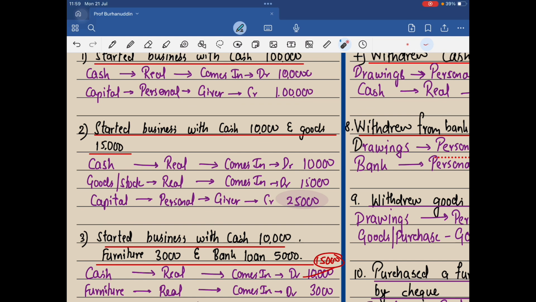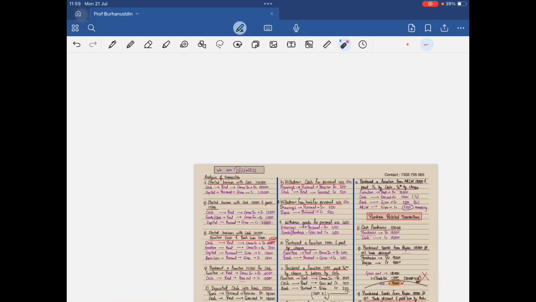The next one, you are going to help me with this, Prakash. Started business with cash. We have done this, right? Now we need to pass the journal entries on the basis of this. Have a look at this. Cash, debit, goods or stock, again debit. So basically here we have two debits. And we have capital, that is credit, 25,000. So definitely we know that the debit amount has to be equal to the credit amount. So cash, debit, goods or stock, debit, capital, credit. So how are we going to write this?